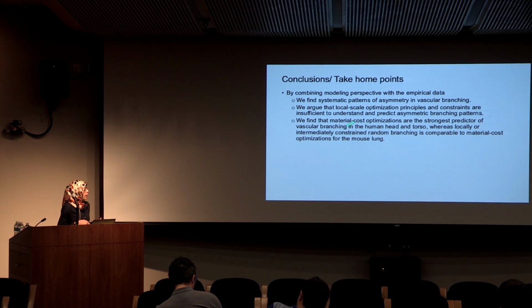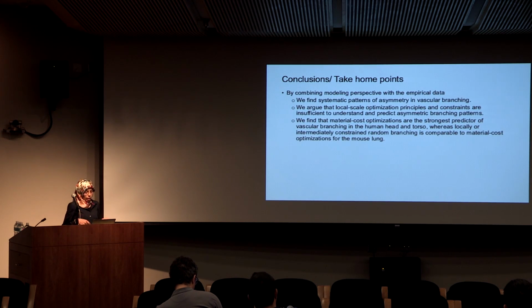hypothesis. And what we find is really striking: material cost optimizations are the strongest predictor of the vascular branching in the human head and torso. But for the mouse lung network, it doesn't really matter whether we look at the local random branching hypothesis or material cost optimizations, because they give us similar results. They give basically the same results, either local optimizations or local or intermediate random branchings.